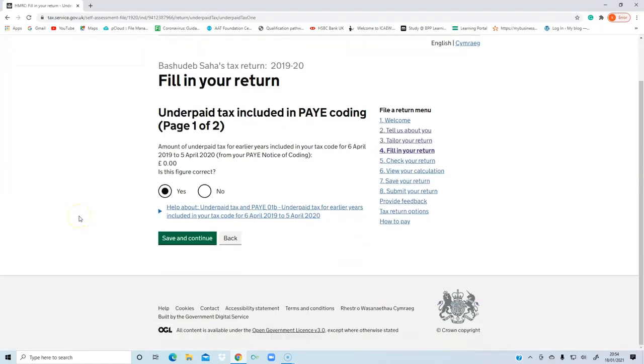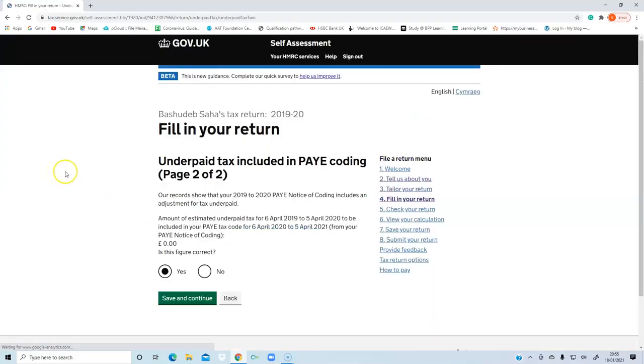Then the next question I have is underpaid tax, including PAYE coding. This section basically tells us the amount underpaid. Do you have any underpaid figure for the tax for earlier years, including your tax year 6 April 2019 to 20? Normally, if you have any tax due from last year or from a PAYE notice, it shows here. But for me, the figure is zero. I don't have any underpaid or overpaid figure. I said is it correct? It is yes. Then we move to the next section.